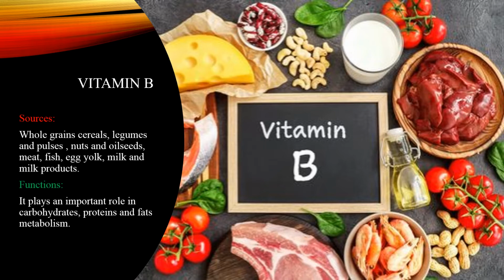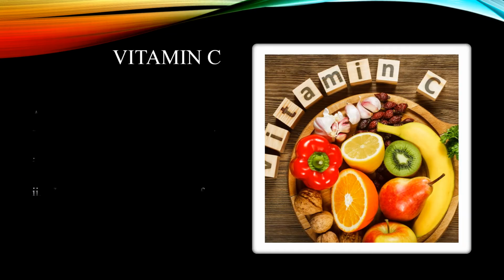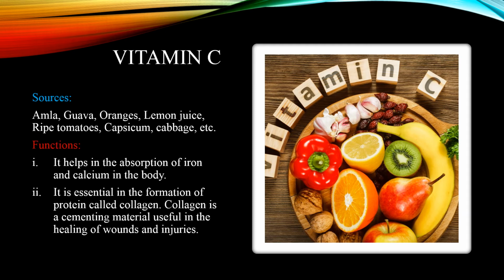Vitamin B helps in carbohydrate, protein and fat metabolism. Now metabolism means it converts carbohydrates, fats and proteins into energy. Vitamin C. Amla, oranges, lemon juice, ripe tomatoes, capsicum, cabbages are some of the sources of vitamin C.